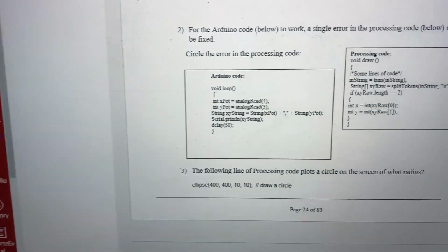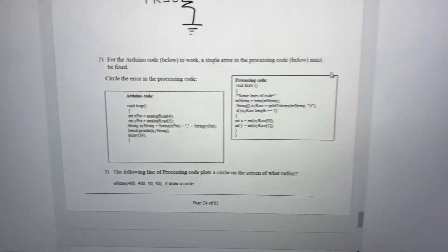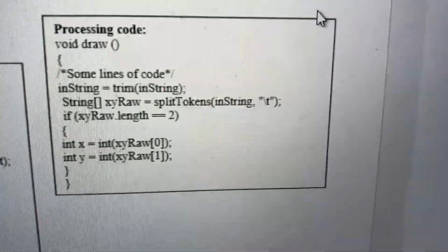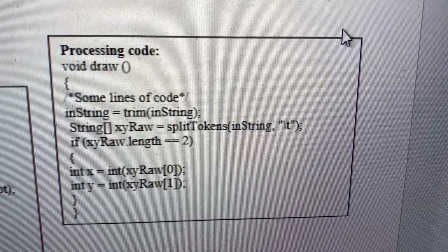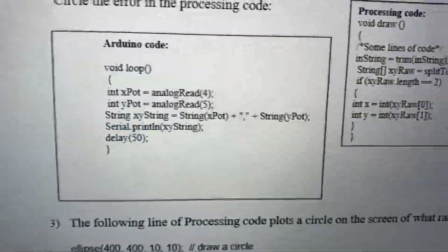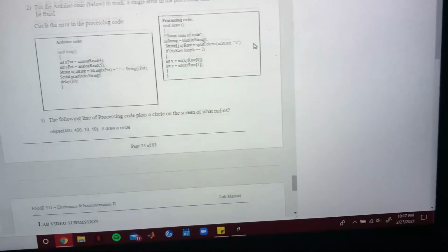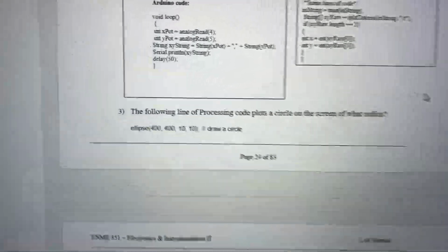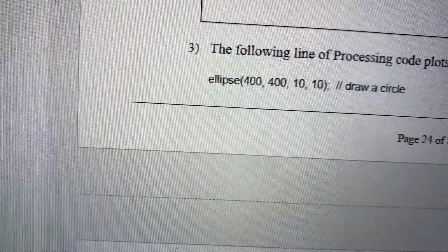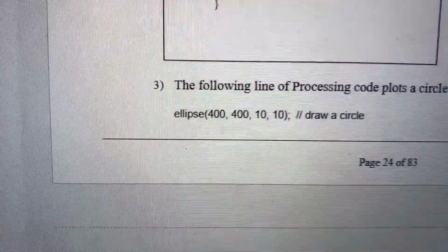For this Arduino and Processing code, the error that occurs is because Processing has the string being split at \t, when in Arduino, they are being split by comma. For the following code, the radius of the circle is 5.